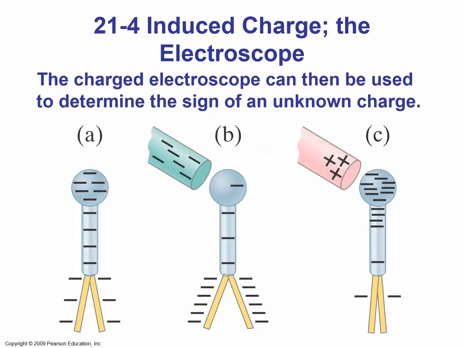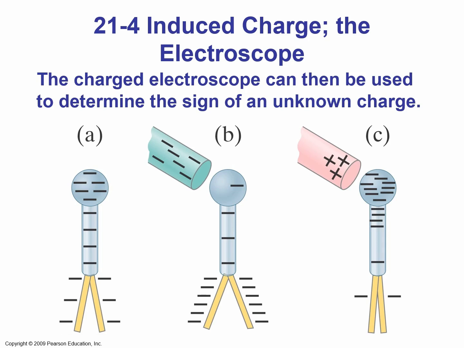Therefore, the charged electroscope can then be used to determine the sign of an unknown charge. Suppose that in part A here on the left, we have a negatively charged electroscope.